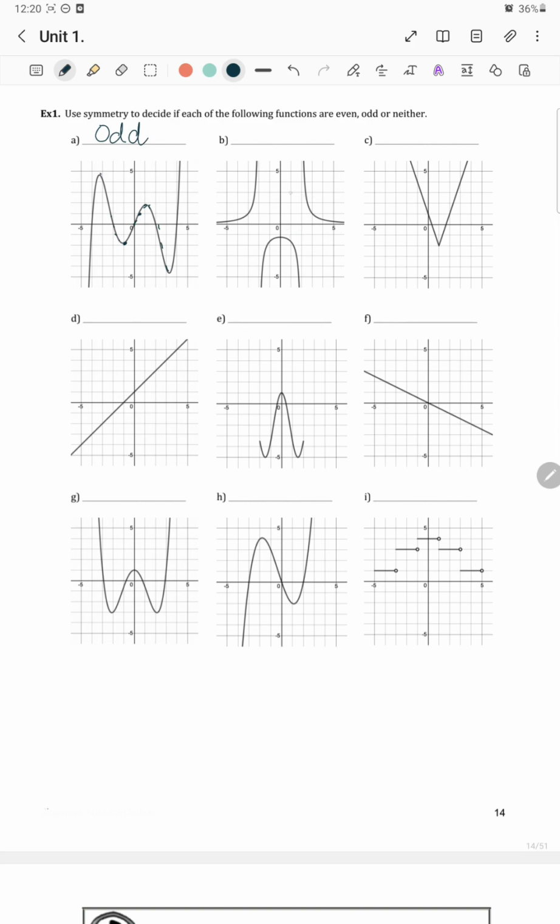Now this one, is it symmetric? 1, 2 and the third box has the line, 1, 2 and the third box has the line from bottom. The distances are equal on both sides, so this is even because it is symmetric along the y-axis. Now this is not symmetric along the y-axis and neither about the origin, so it is neither even nor odd. Okay, this is not symmetric along the y-axis and neither about the origin, so neither.